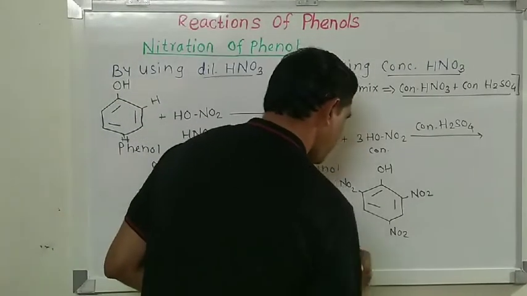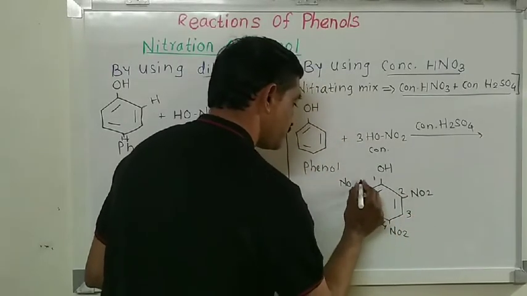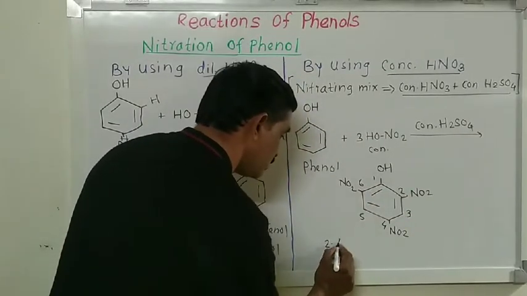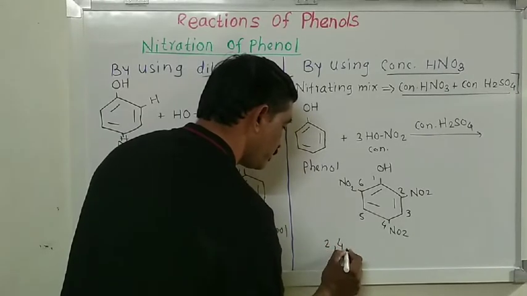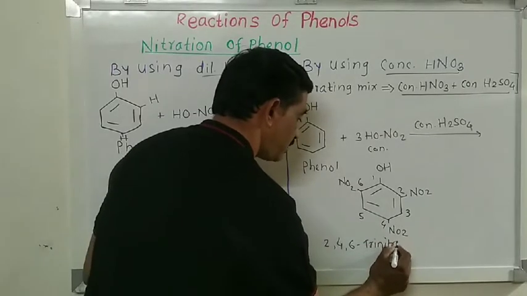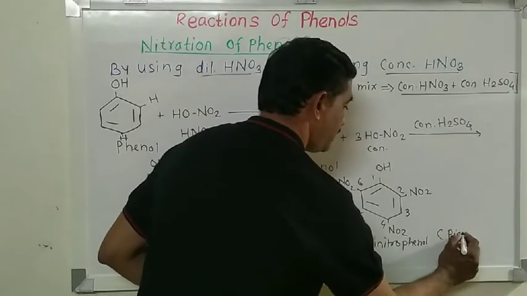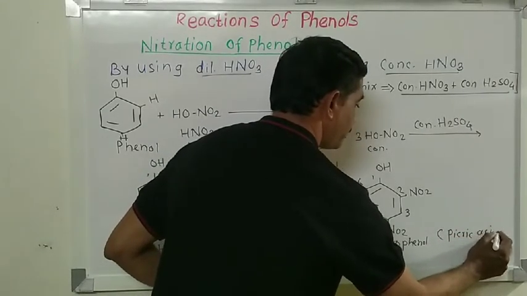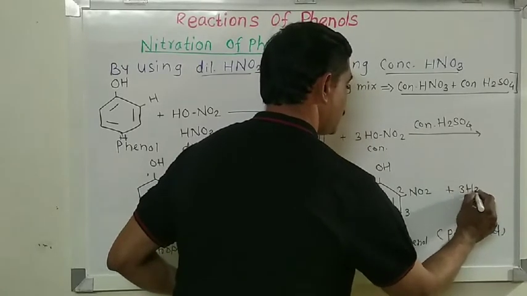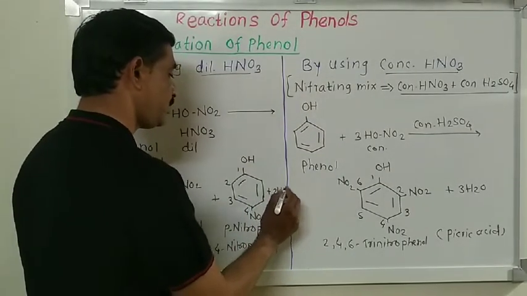We get here the product that is known as, now nitro groups are present at carbon number 2, 4 and 6. So the name of the compound is 2,4,6 trinitrophenol, and this compound is commonly known as picric acid. Plus here we get 3 molecules of water and here we get 2 molecules of water.